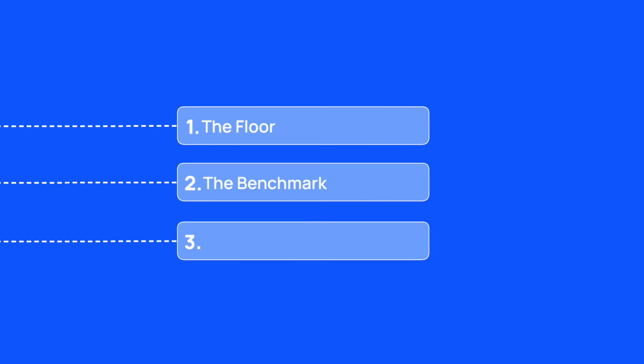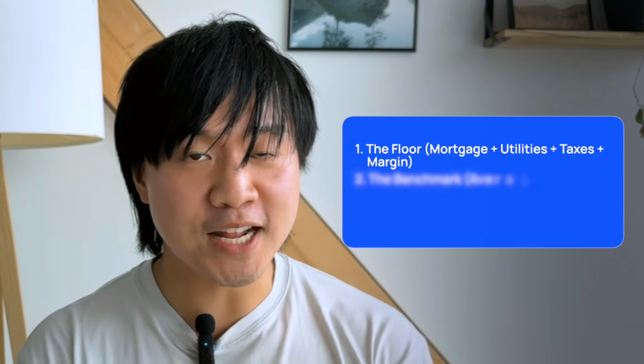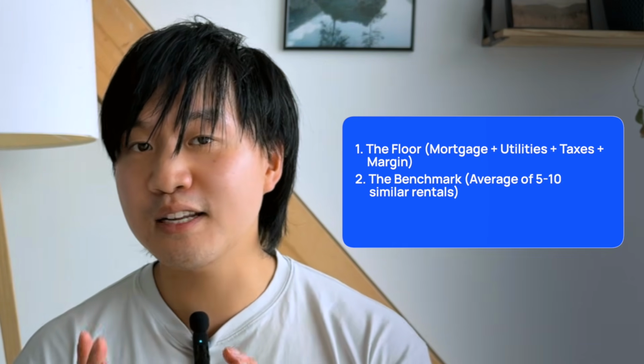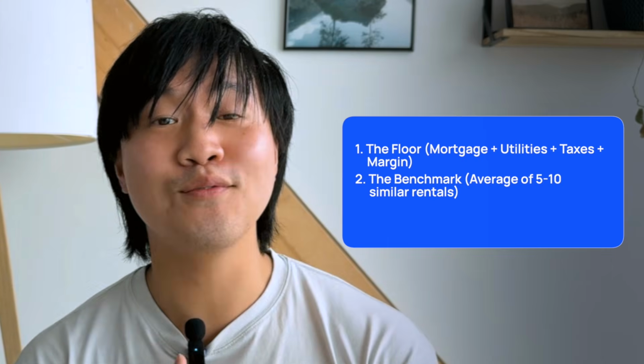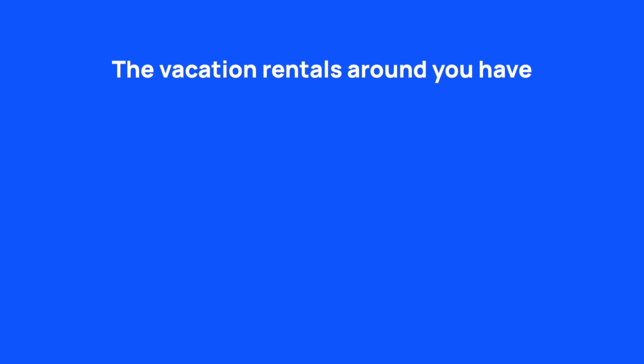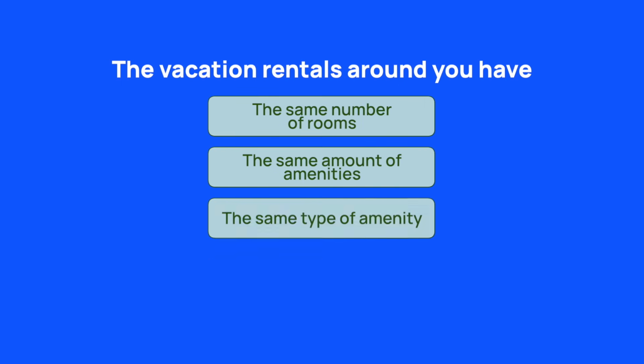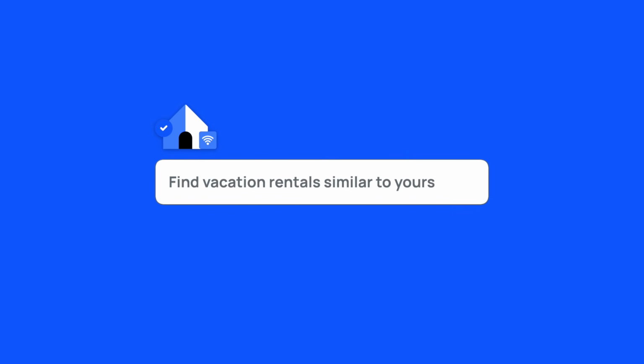The second step is to determine your benchmark. Now, your benchmark you determine by looking at least 5 to 10 different vacation rentals in your direct vicinity. The closer to your neighborhood, the better. And one more thing, you want to make sure that you're comparing apples to apples and not apples to oranges. What does this mean in vacation rental terms? You want to make sure that the vacation rentals around you have the same number of rooms, the same amount of amenities, and the same type of them. So try to find vacation rentals that are as similar to your own as possible.